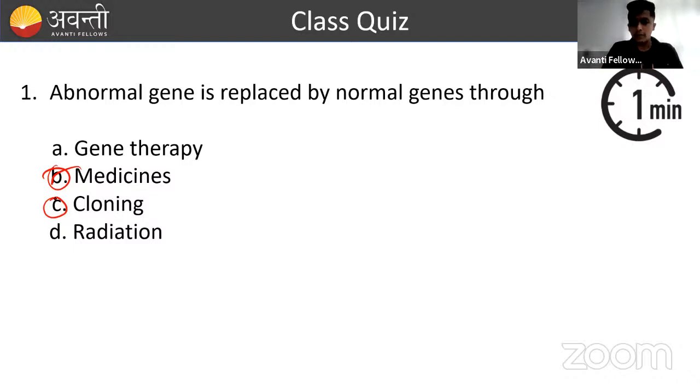And the final option we have is radiation. Radiation is one of the types of therapies we use to alter or kill certain cells whenever they do not have normal genes, for example, cancer cells. We apply radiation to these cancer cells and try to eliminate them from our systems without affecting our normal cells. So here we get rid of the cells. We don't actually correct those cells. So radiation is not the right option here.